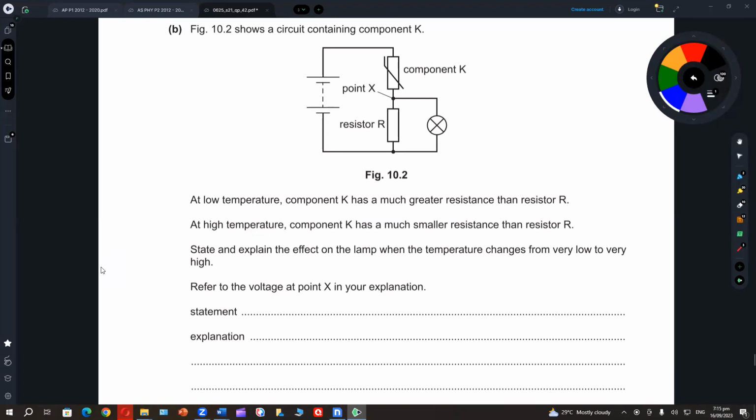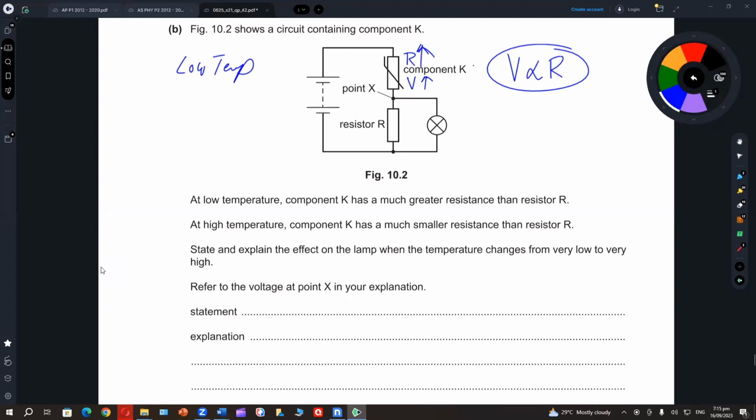At low temperature, component K has a higher resistance. So first we talk about low temperature. At low temperature, the resistance is high. In series, voltage and resistance are directly proportional. So when resistance is high, voltage is also high.